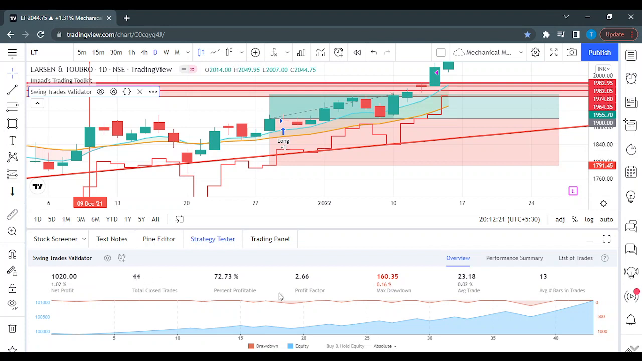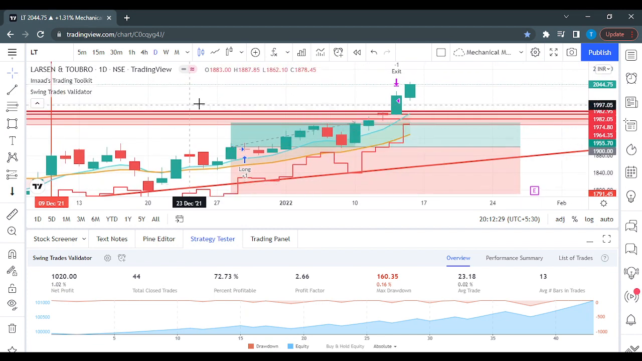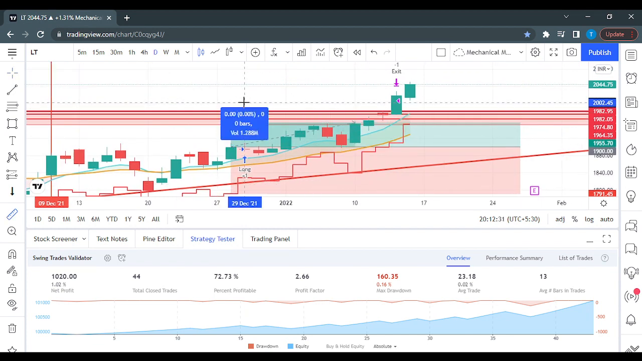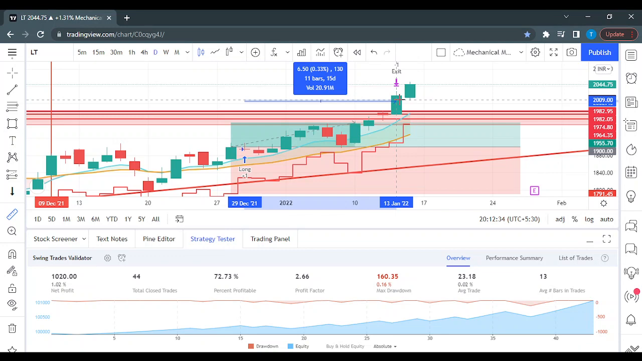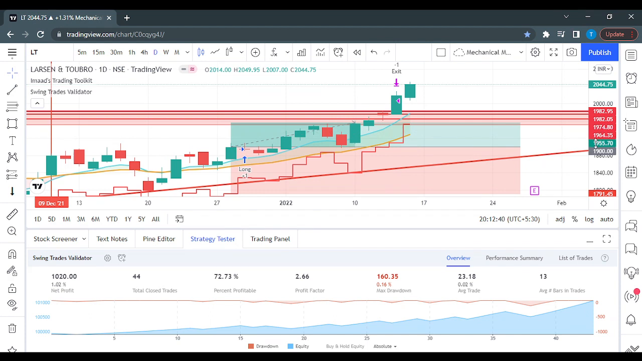in Larsen & Toubro, 72% of those trades were profitable, and I had to wait on average 13 days for me to achieve this target. Right now, let's see how long it took for me to achieve this target here. You see, it took me only about 11 bars, right, on average, around the same time. So my expectation in terms of time is set.